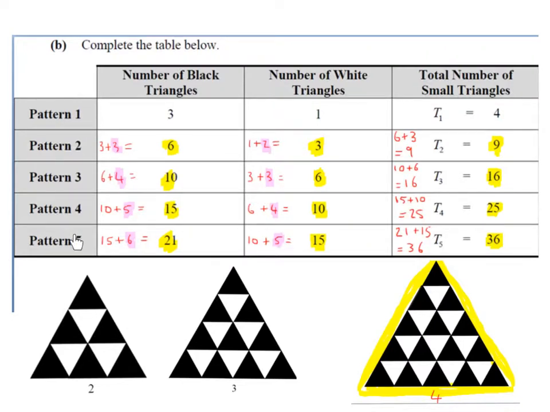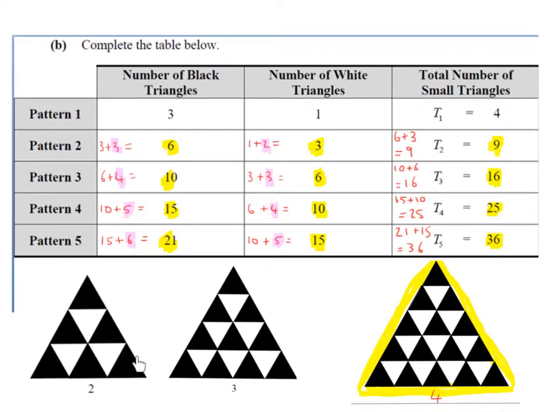So we did not draw out pattern 5. We could if we wanted to. But we could also just have a look at the numbers and see what's happening to them. So the number of black triangles started off with 3 and then it went to 6. So we started off with 3 and then we added on the extra 3 to make 6. So we added on these 3 here at the bottom to make the 6.